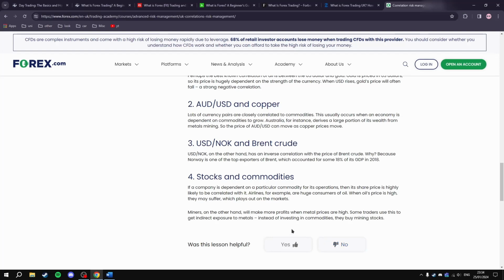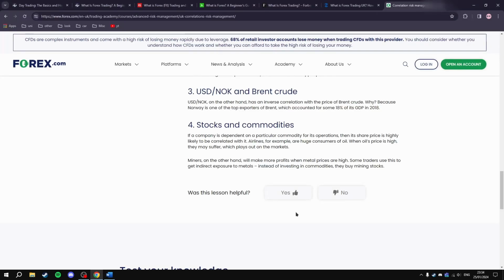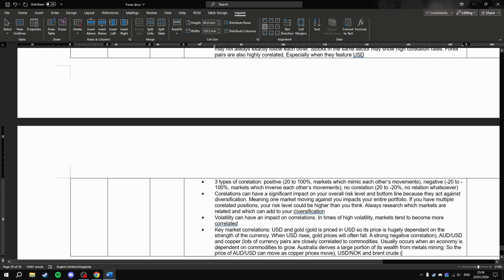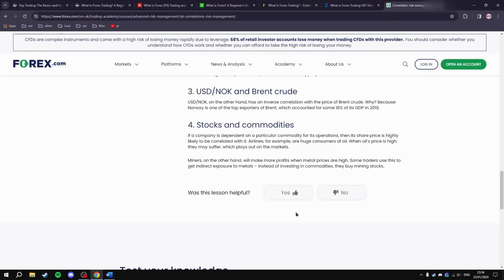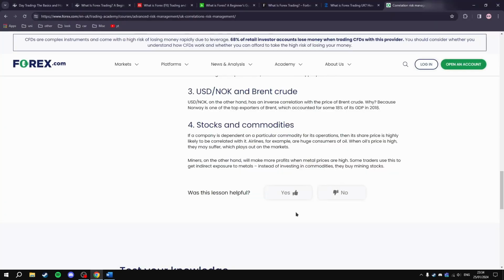USD/NOK and Brent crude. USD/NOK, on the other hand, has an inverse correlation with the price of Brent crude. Why? Because Norway is one of the top exporters of Brent, which accounted for some 18% of its GDP in 2018. So inverse meaning negative correlation here.